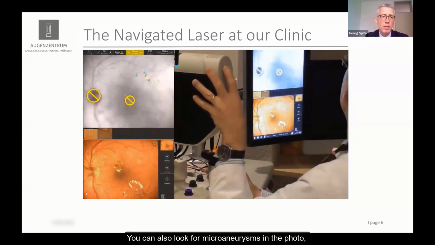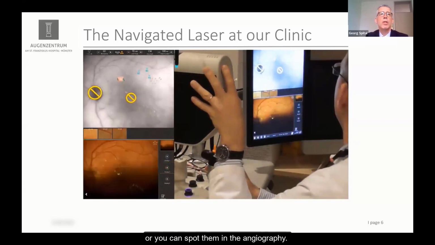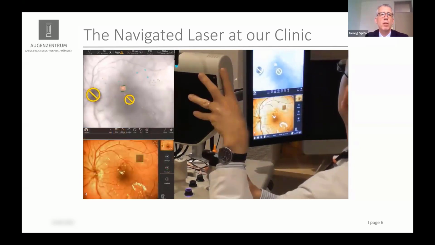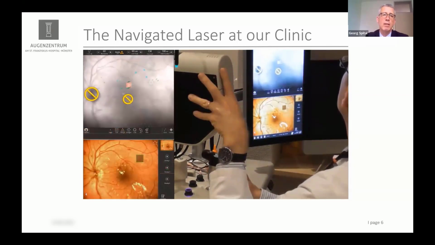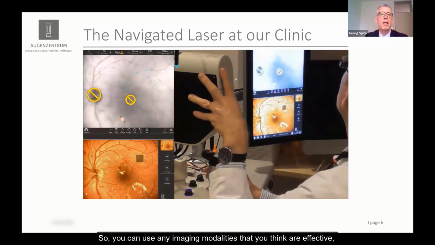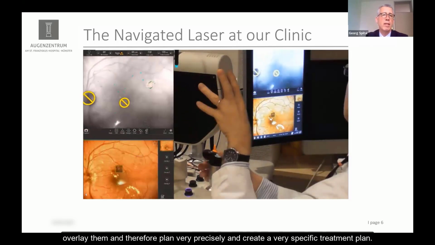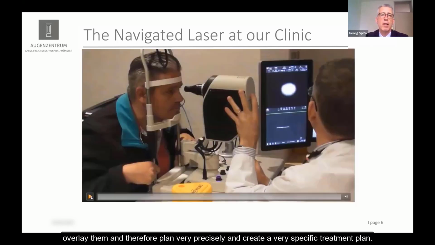You can also look for microaneurysms in the photo, where you can spot them in the angiography. So, you can use any imaging modalities that you think are effective, overlay them and therefore plan very precisely and create a very specific treatment plan.